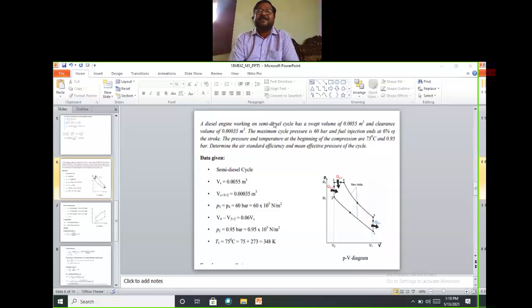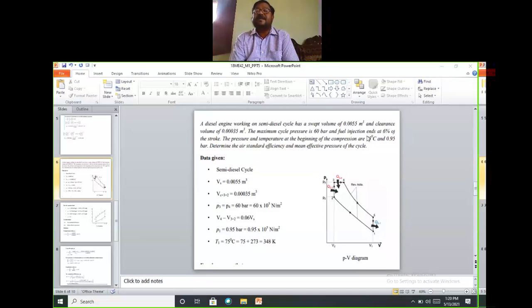Semi-diesel cycle PV diagram: 1 to 2 is the compression process, 2 to 3 is the constant volume heat addition, 3 to 4 is the constant pressure heat addition, 4 to 5 is the isentropic expansion, and 5 to 1 is the heat rejection process. Swept volume is given, Vs is 0.0055 meter cube, and clearance volume is 0.00035. Maximum cycle pressure is this one, P3. P3 is 60 bar.